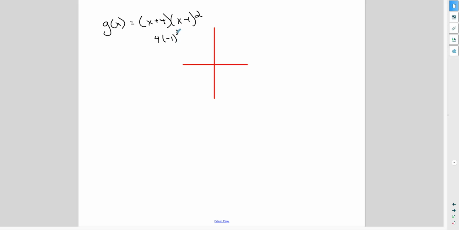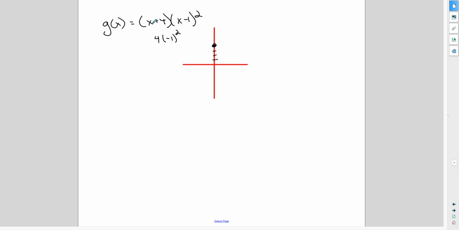Alright, the last one that we're going to do for this little section is graphing. And what we need to determine is what can we figure out. Well, a couple things we can figure out. We can figure out that my y-intercept, when I put 0 in here, is 4 times -1 squared, which gives me 4.